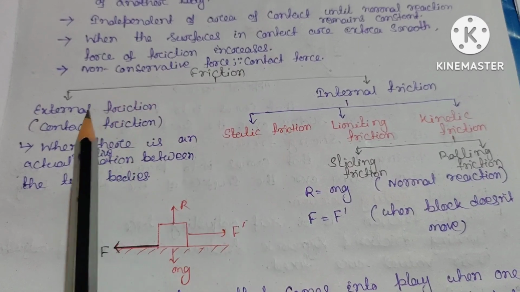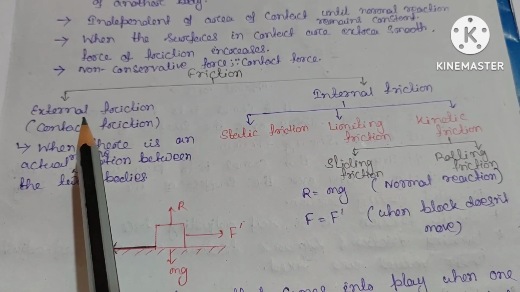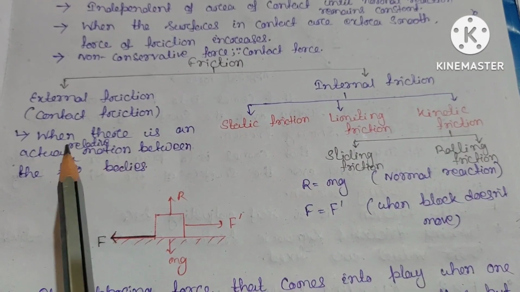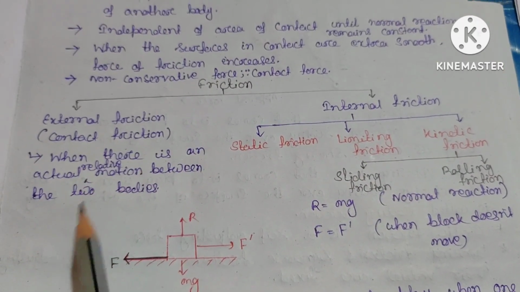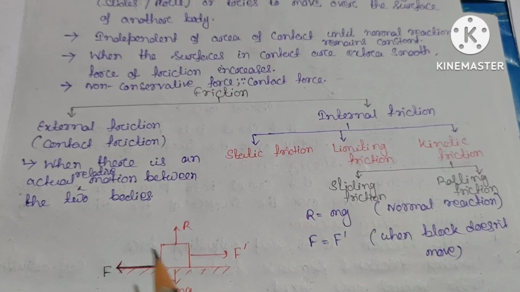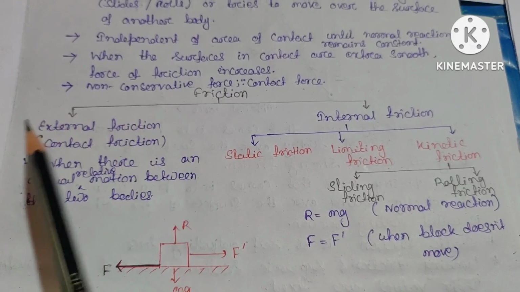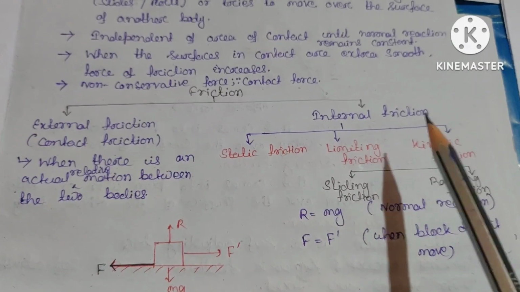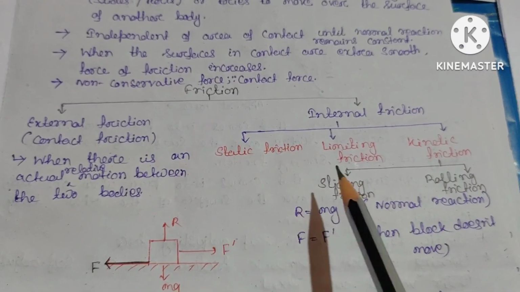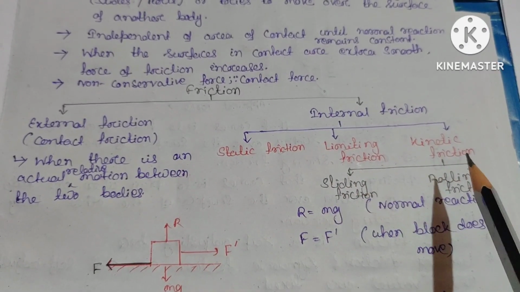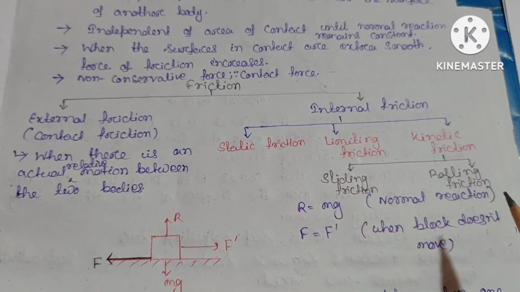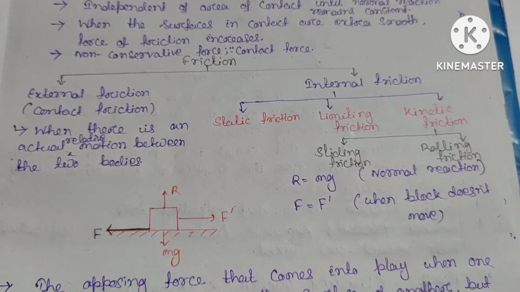So basically friction is of two types. One is external friction or contact friction. Another one is internal friction. External friction occurs when there is an actual relative motion between the two bodies, it means the two bodies are in motion. And in internal friction, there are three types of friction, that is static friction, limiting friction, kinetic friction. And again this kinetic friction is of two types. One is sliding friction and another is rolling friction.